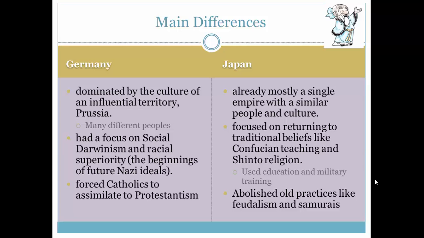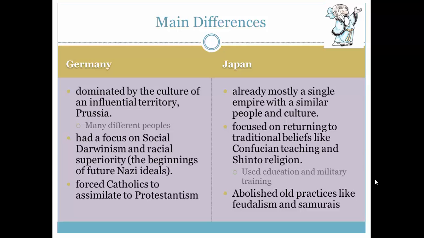And then the main differences. Germany again became dominated by the culture of Prussia, but it had many different people. Japan was somewhat dominantly homogeneous. There were a few ethnic groups like Koreans that lived in Japan, but they already kind of had a similar people and culture. Germany was more working on it. And then Germany focused on these newer ideas such as social Darwinism and racial superiority and some romanticism of these romantic grand ideas of Germany.